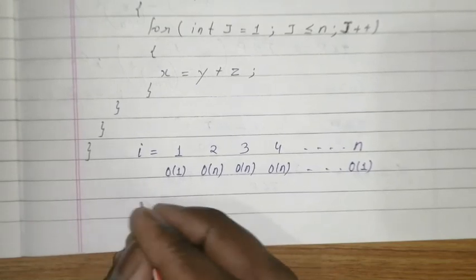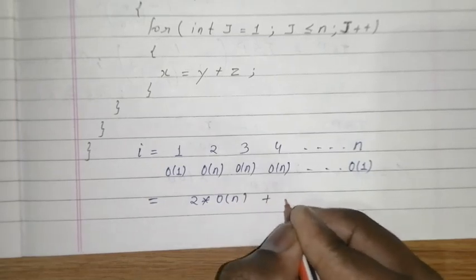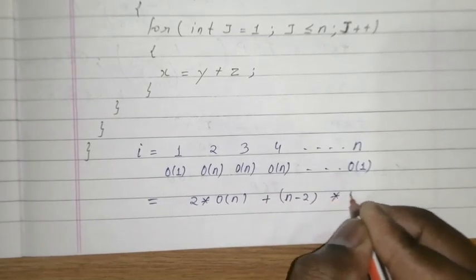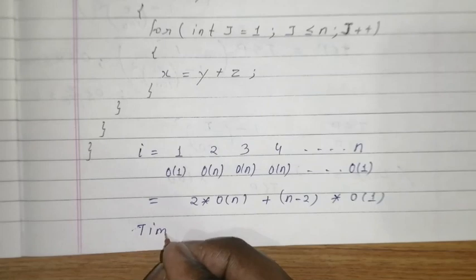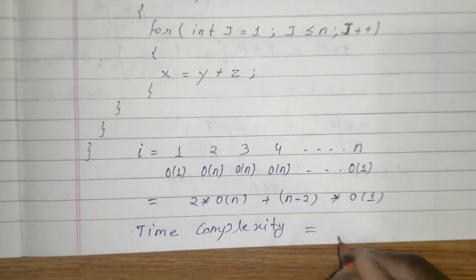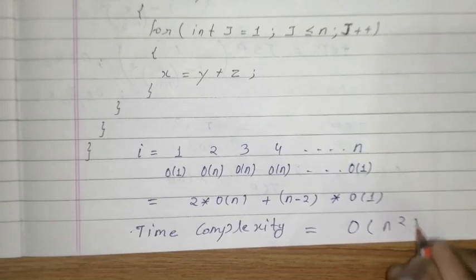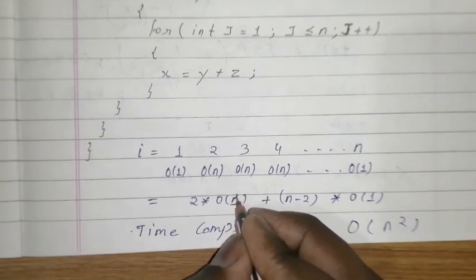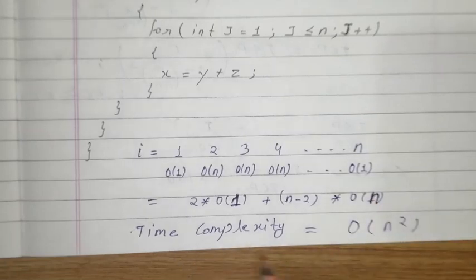So if you add all these values, it is 2 times order of 1 plus n minus 2 times order of n. So the overall time complexity of this program is how much? Order of n square. Okay, sorry. So the time complexity of this program is order of n square. Okay.